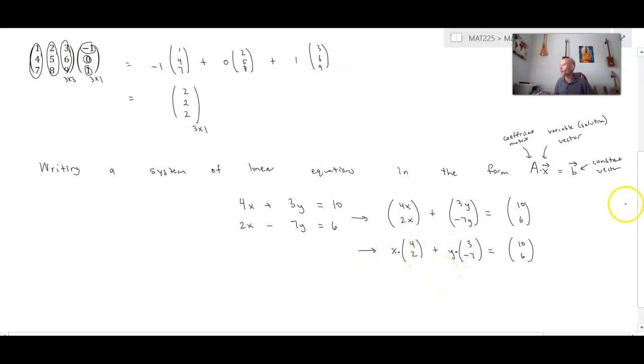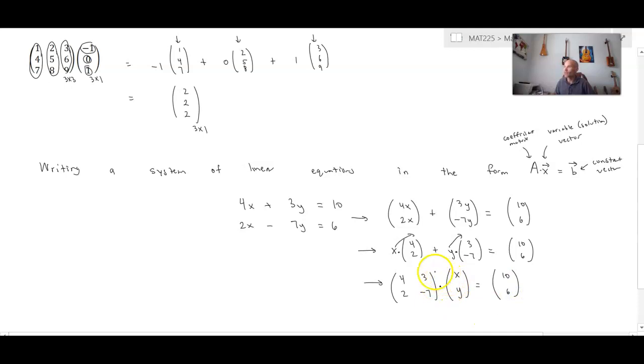And if I work a step backwards, right, if we think about the negative 1, the 0, and the 1 here, those were the elements of the vector that was multiplying the matrix consisting of these 3 columns right here. So what I'm going to do is I'm going to sort of imagine the x and the y as sort of lifting back up into this vector, and then my 2 columns, 4, 2, and 3, negative 7, become the columns of the A matrix, and I get that equals 10, 6.